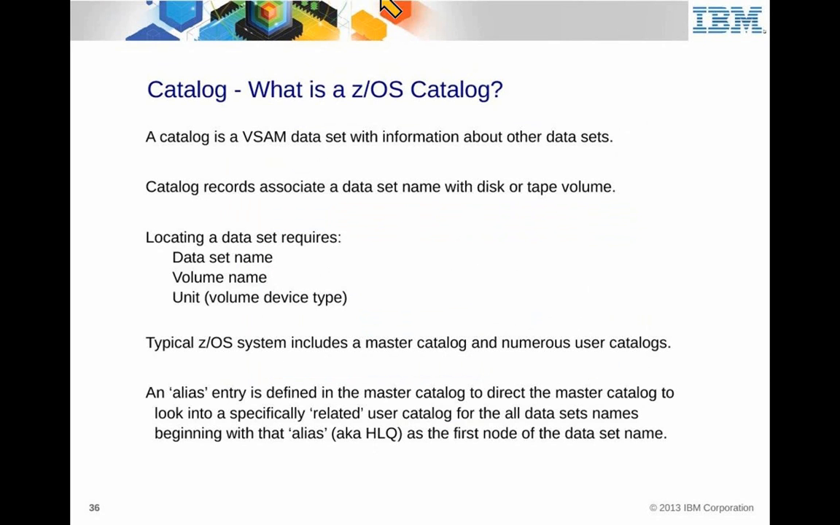So what is a catalog? As I mentioned, a catalog really is another data set, but it's a VSAM data set, and it's considered to be metadata. There are catalog records that associate a data set name with a disk or tape volume. So locating a data set requires the data set name, the volume name, and the unit type. Why unit type? Because a volume could be disk or tape.